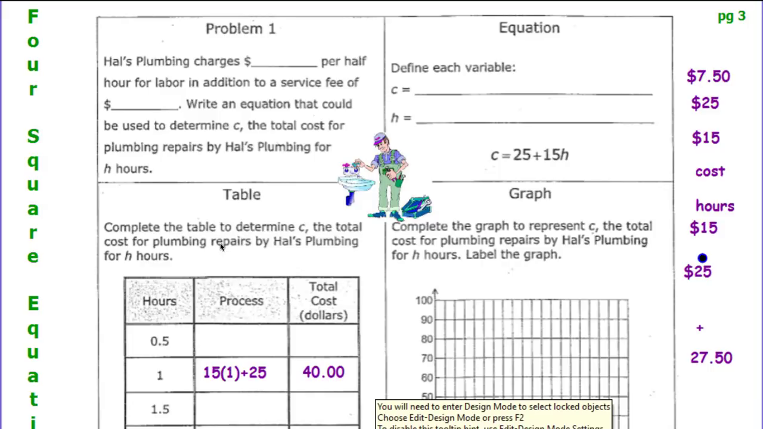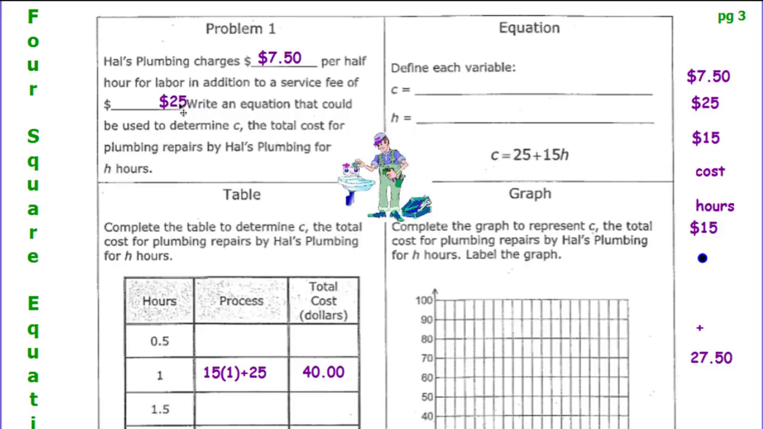So using this information, maybe we can fill out this problem right here. So house plumbing charges something for half an hour. Well, if he charges $15 for 1 hour, then it must be half of that, must be $7.50. So in addition to the service fee, and we said the constant was 25, so we have to pay $25 just to call a plumber, and that's true in real life. If you call an electrician or you call a plumber just to make a house call, they'll charge you a fee before they do anything.